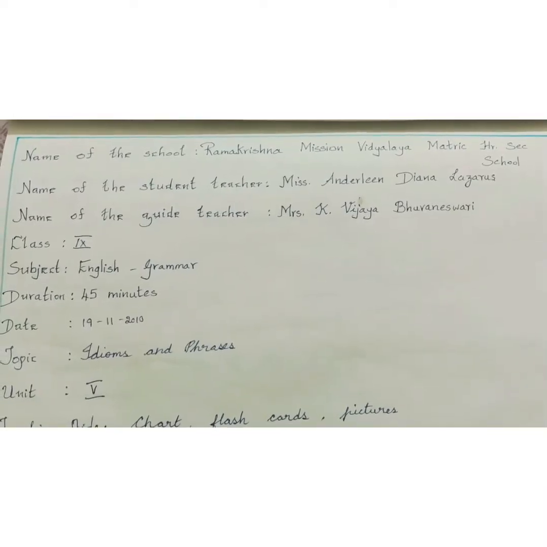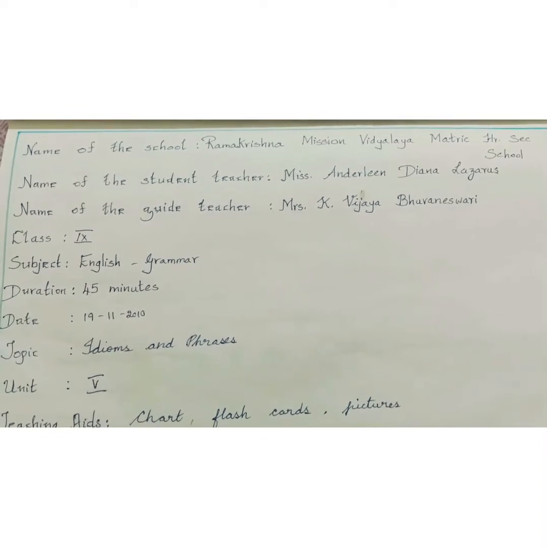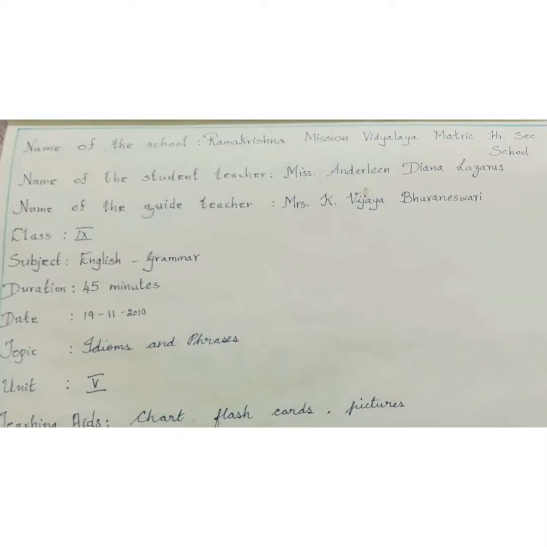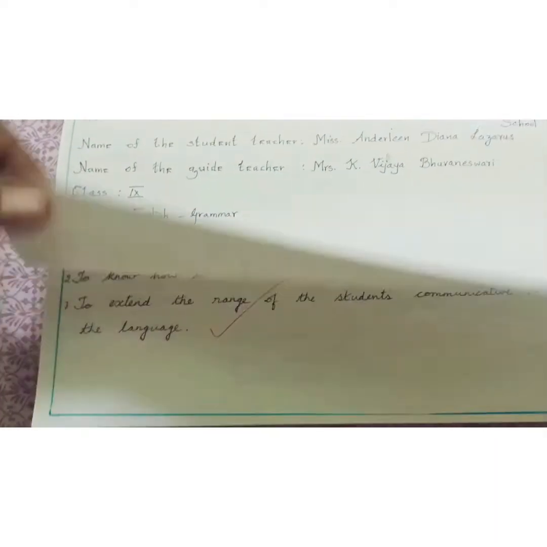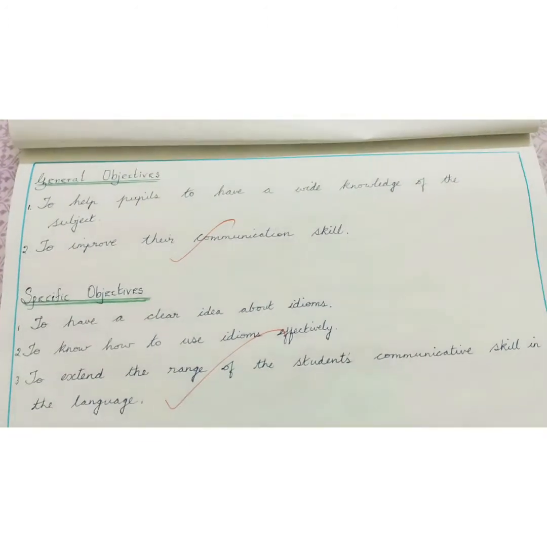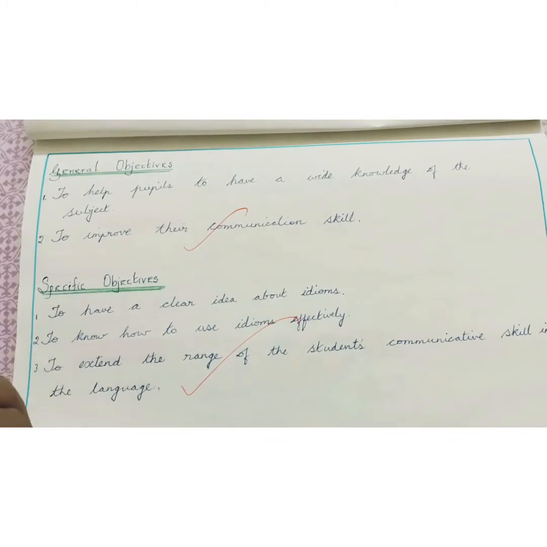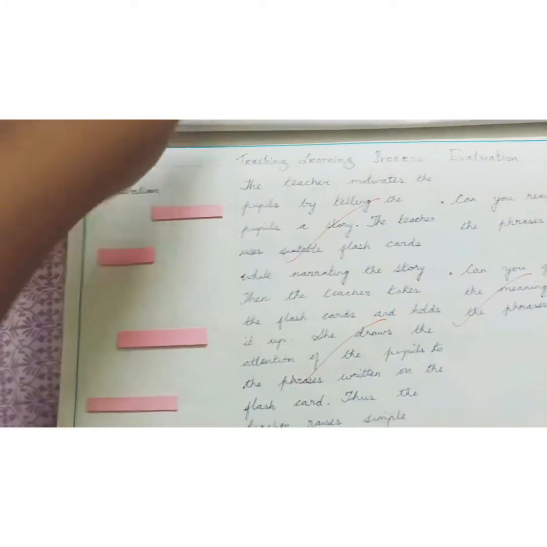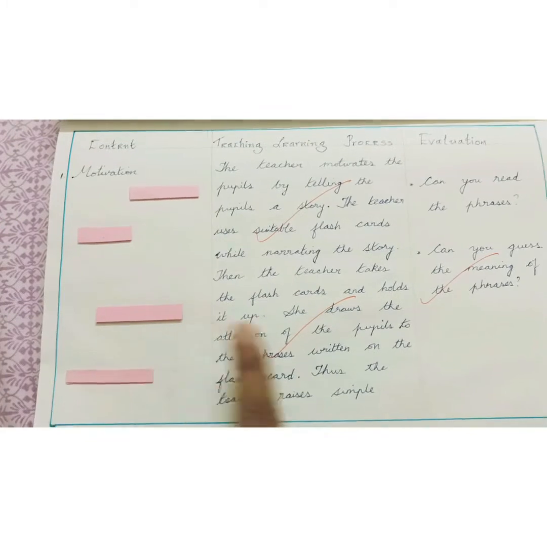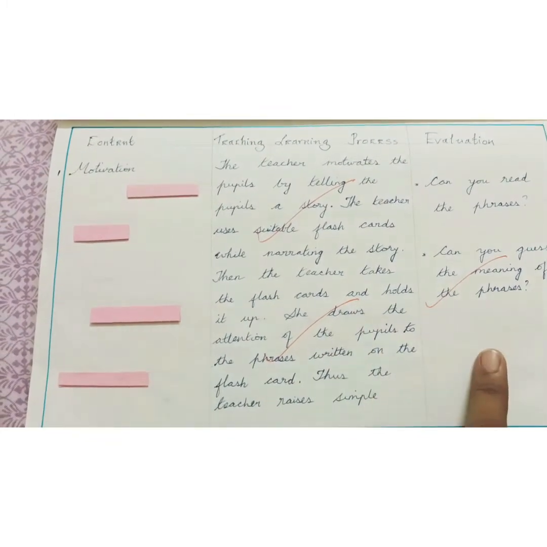Name of the school, name of the student teacher, name of the guide teacher, class, subject, duration, date, topic, unit, teaching aids. So, as usual, when you begin the lesson plan, we need to specify the general objective and the specific objectives. Here, it is divided into 3 columns. One is the content, teaching learning process, and then the evaluation.